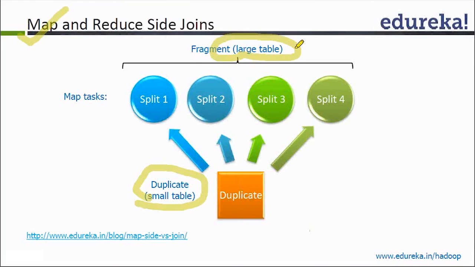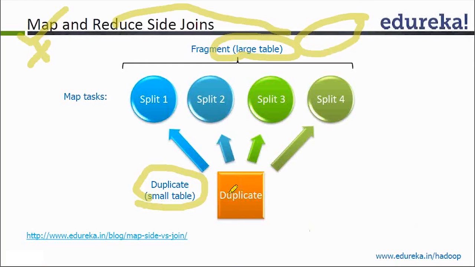Now, if the scenario is different, and you have two large data sets, you cannot go for the Map side join. In that case, you have to go for the Reduce side join if both data sets are large. So based on your data sets, you will determine how you want to do that. Now the question is, if I have a small data set and one big data set, can't I do Reduce side join? Yes, you can do that.